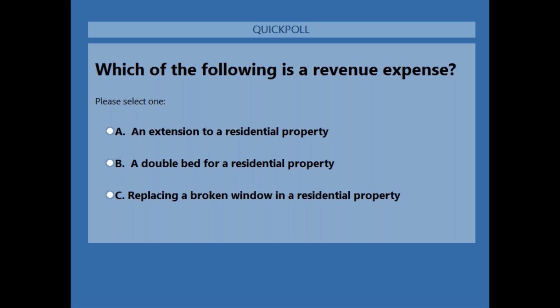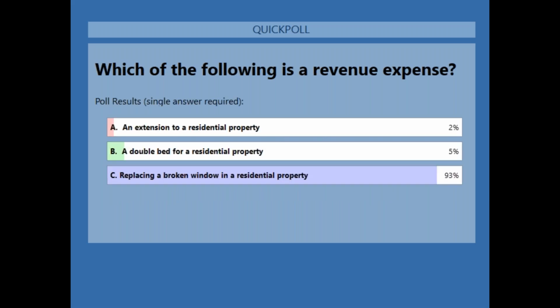So thank you to the very many of you that have taken part in that first poll. The votes are now levelling off, so I will now close that and share the result with you. And I'm pleased to say the overwhelming majority have correctly identified that the answer is C. That's replacing a broken window in a residential property.